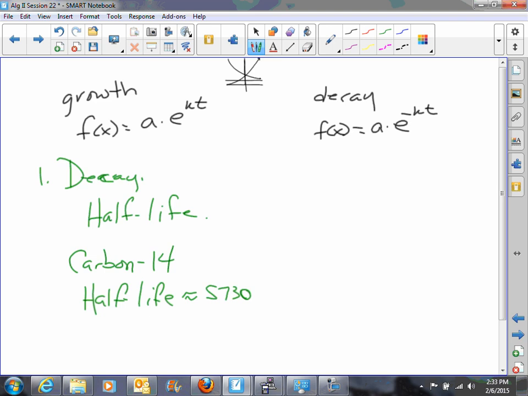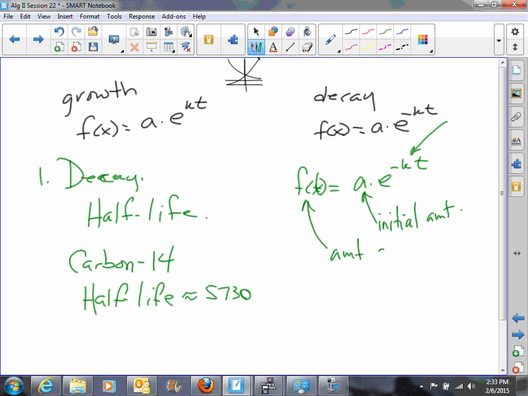So now, let's take a look first of all at the equation. f of x is equal to a times e to the negative kt. Or f of t here, let's do that, f of t. Now, what we would like to do is find what k is in this particular case. Now, a is always going to be the initial amount, and then f of t is going to be the amount after t years.